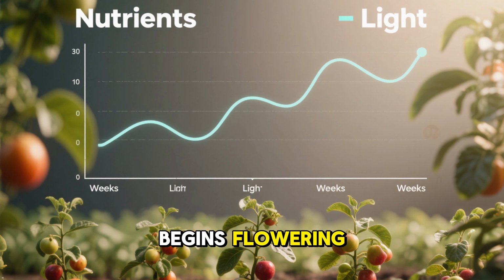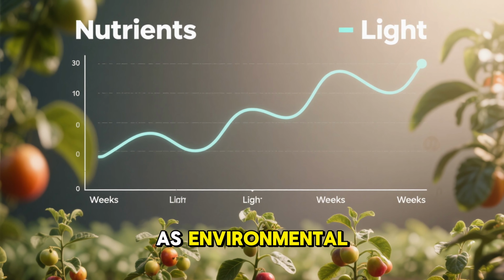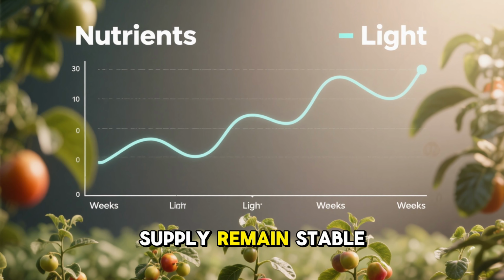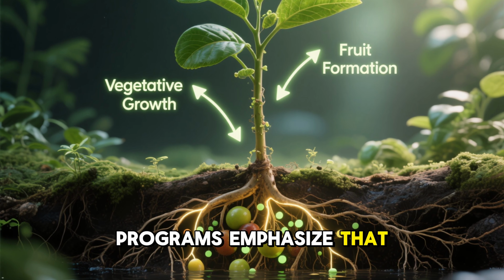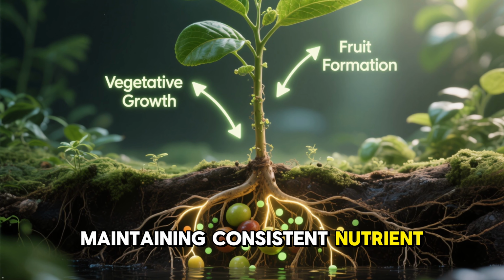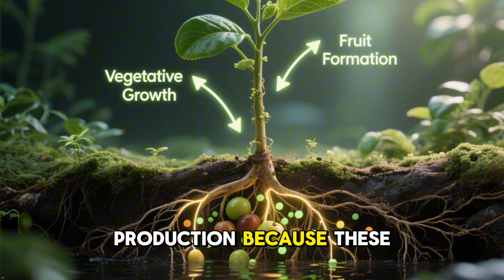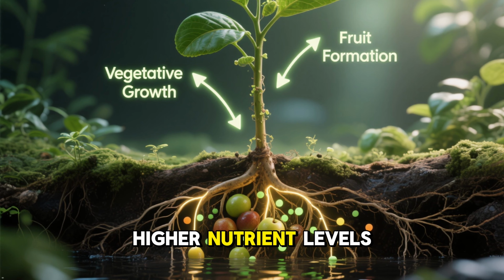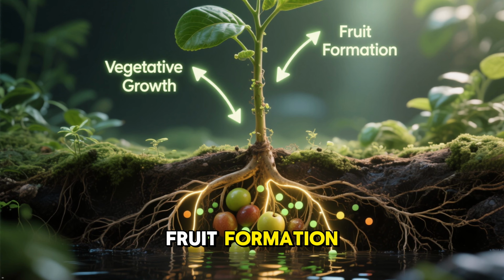Once the plant begins flowering, fruits may continue developing for many weeks as long as environmental conditions and nutrient supply remain stable. Public horticulture research programs emphasize that maintaining consistent nutrient availability is particularly important during fruit production because these crops require higher nutrient levels to support both vegetative growth and fruit formation.